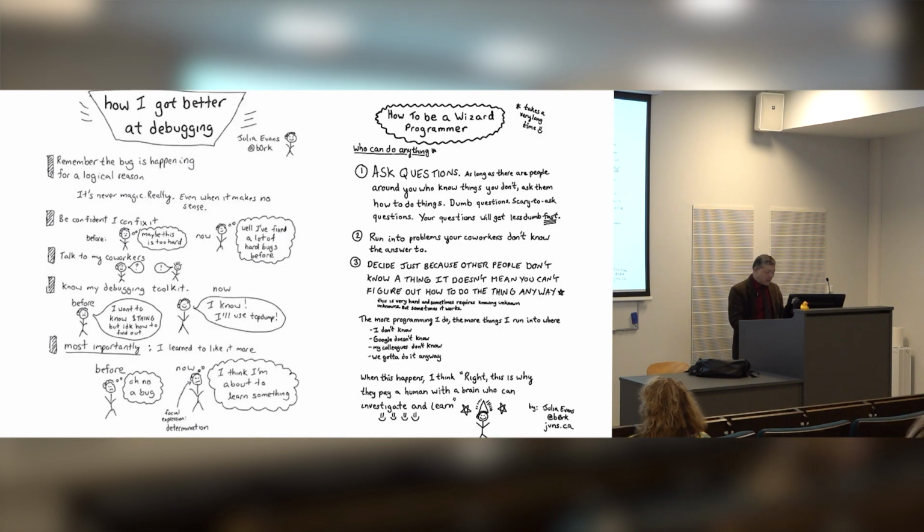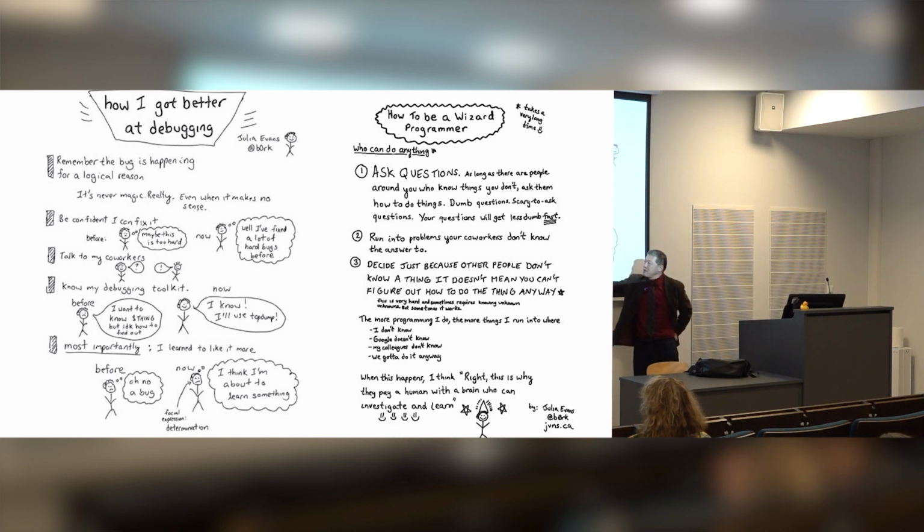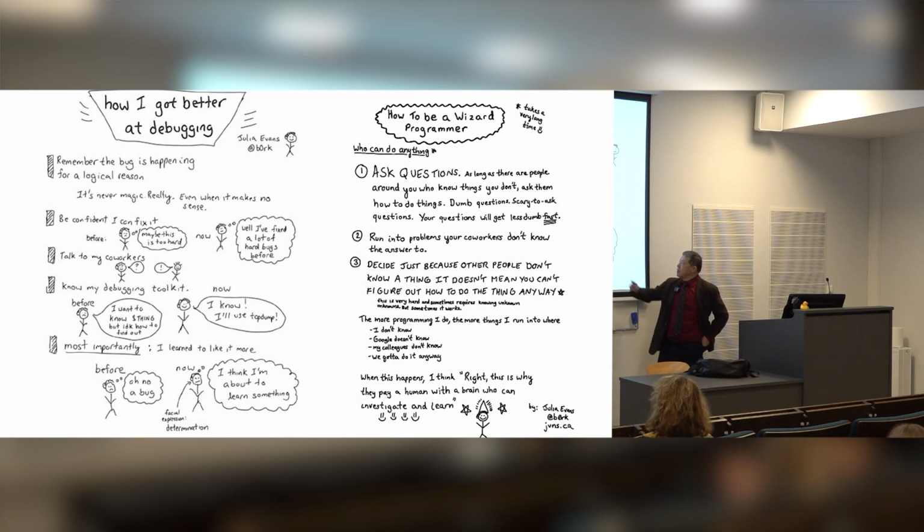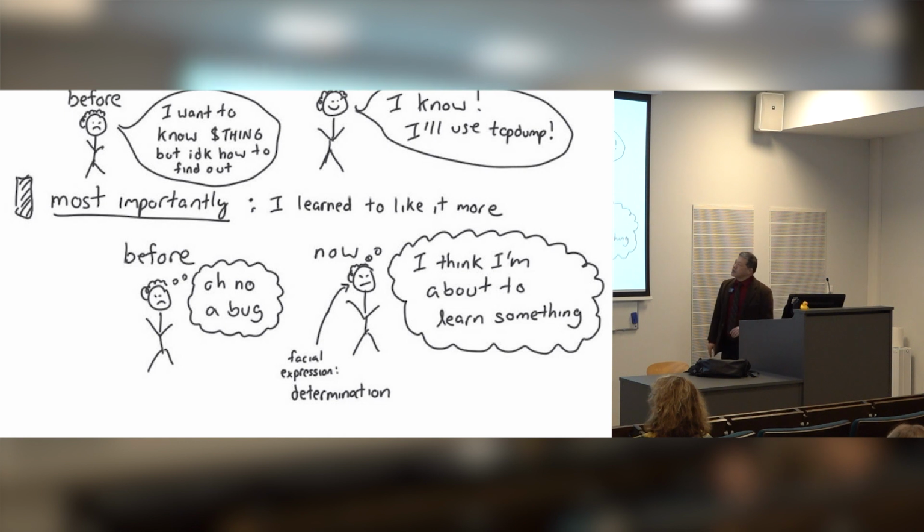Here's a wonderful set of little cartoons made by a woman named Julia Evans. And this is the growth mindset in a nutshell. So this idea of how I got better at debugging. Remember that the bug is happening for a logical reason. Be confident that I can fix it. Before I used to think maybe this is too hard. But now I'm thinking, well, I've found a lot of hard bugs before. I might talk to my coworkers about it. Before, when I saw the bug, I would think, oh no, it's a bug, and now I think I'm about to learn something. So these are cute.